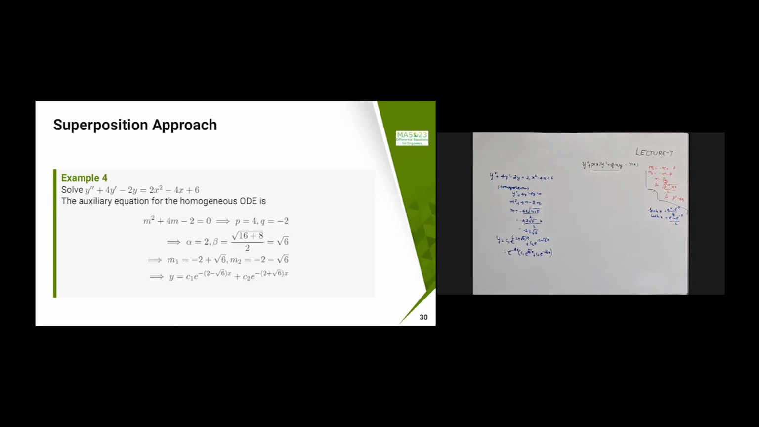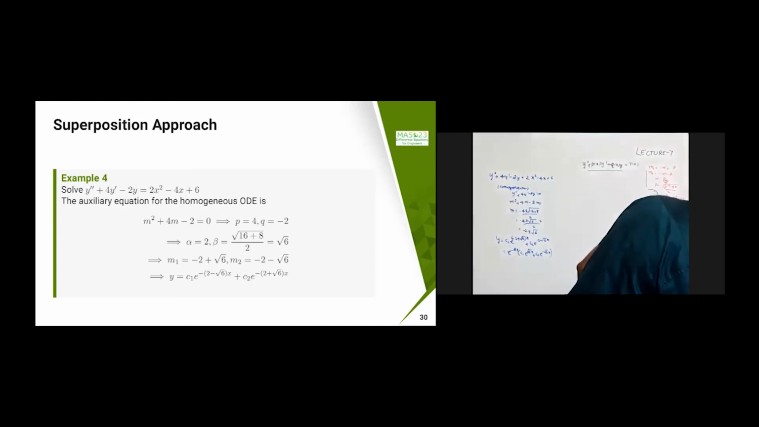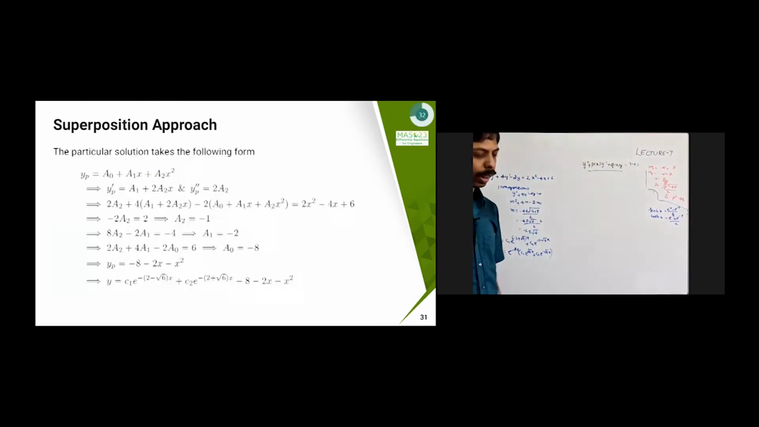Means what I'm going to say is that you can write this e power m1x like this if you have irrational roots. If it is an irrational root, the irrational part is going to change only at this place, only root 6. So even in the case of irrational roots, you can write in terms of cosh x and sinh x, because irrational roots also occur in pairs, and complex roots also occur in pairs. So you can write that in terms of sinh x and cosh x in the case of irrational roots.